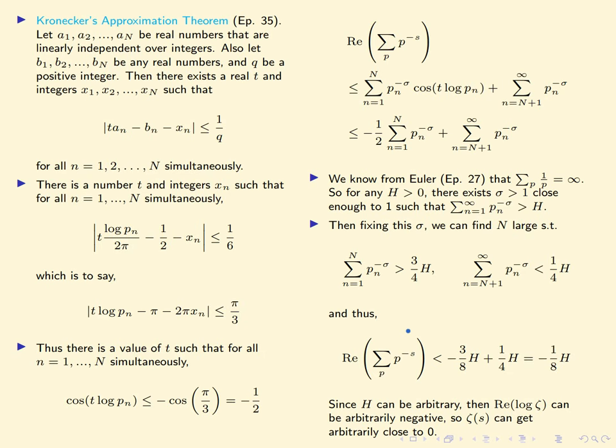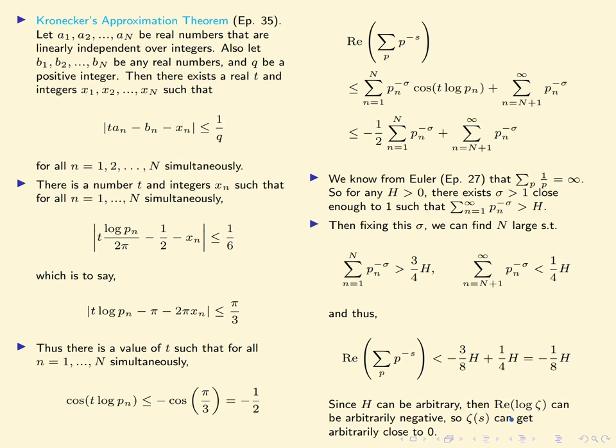Okay, and then this thing from above, being less than or equal to this, well, I'm saying that negative 1/2 times 3/4 h is negative 3/8 h, and then this remainder is at most 1/4 h, so negative 3/8 plus 1/4 is equal to negative 1/8. So this whole thing is less than negative 1/8 h. But because h can be arbitrary, the real part of log of zeta can be arbitrarily negative.